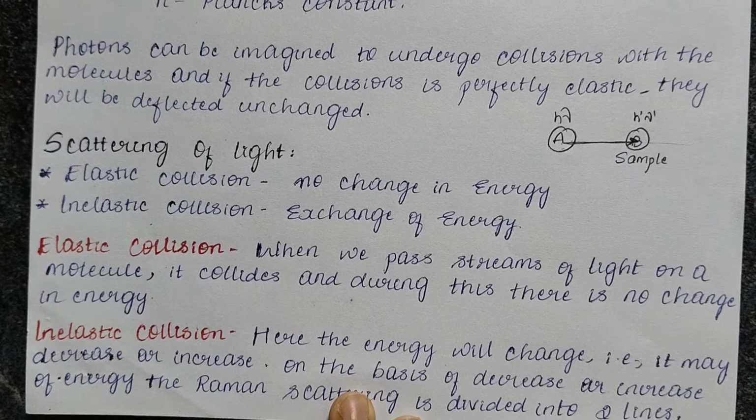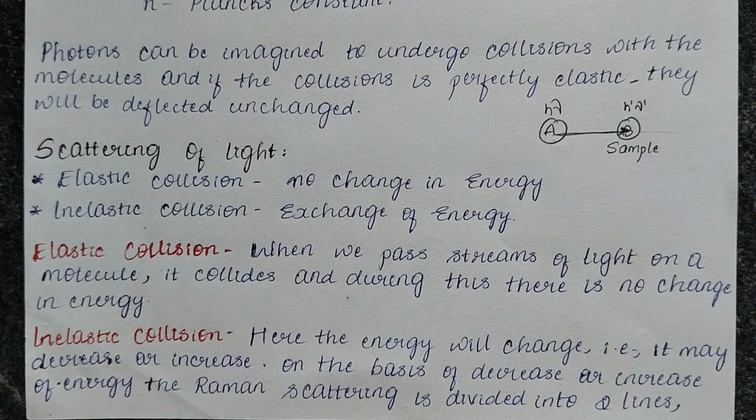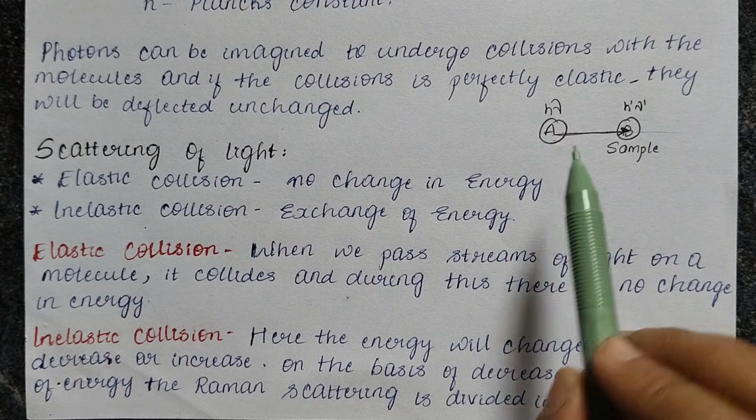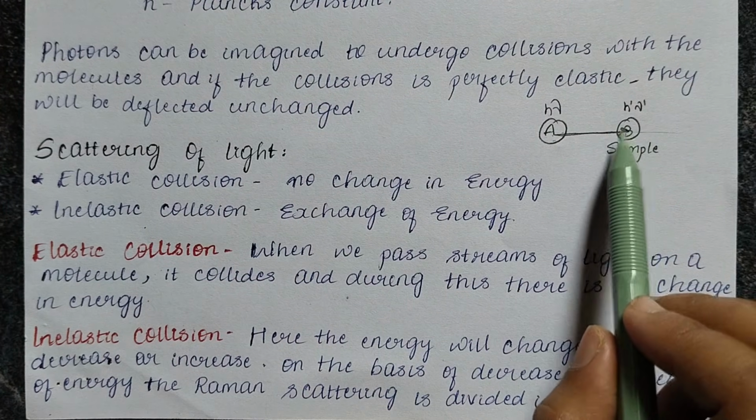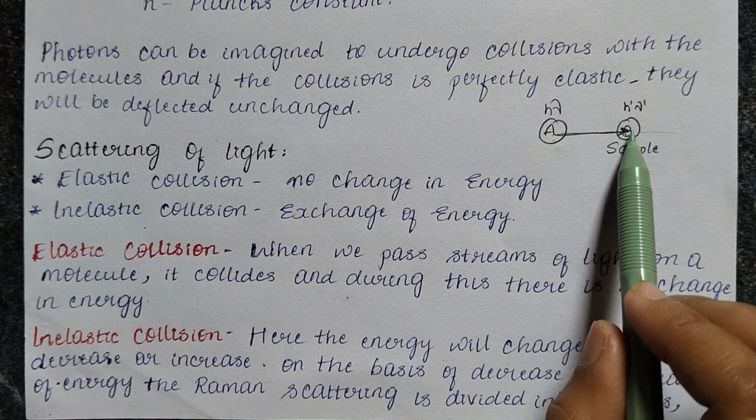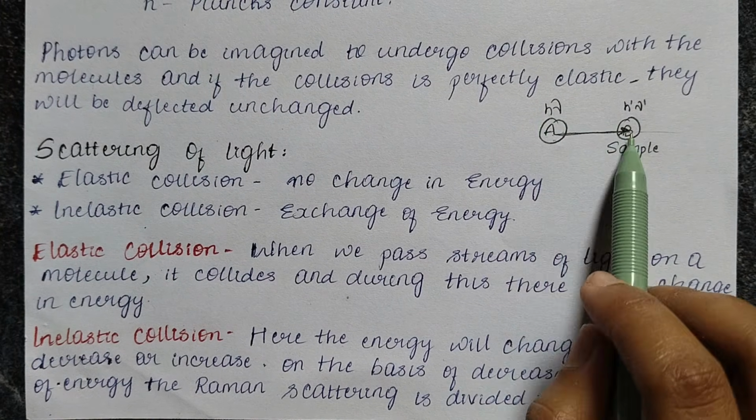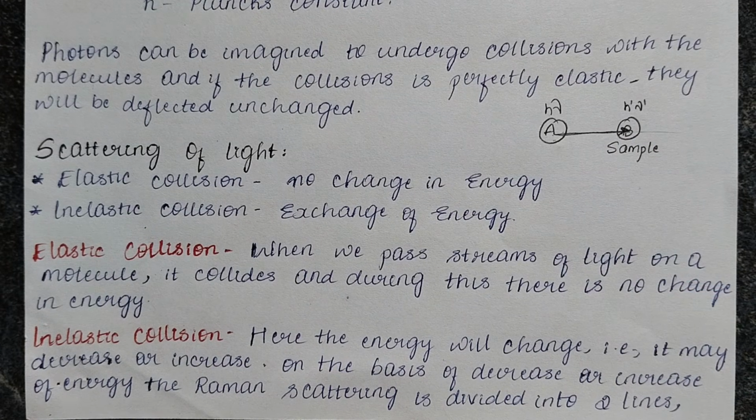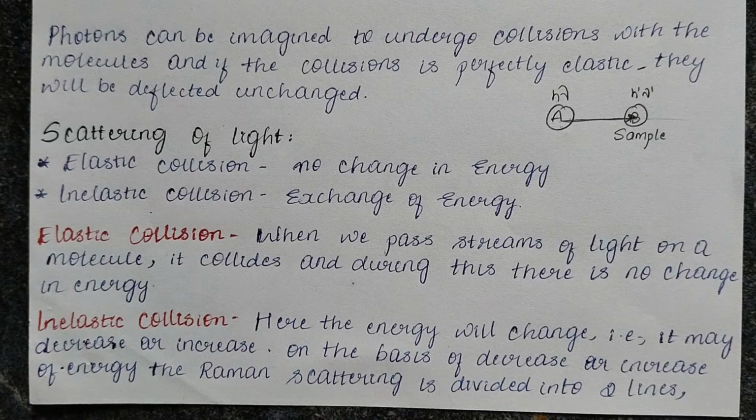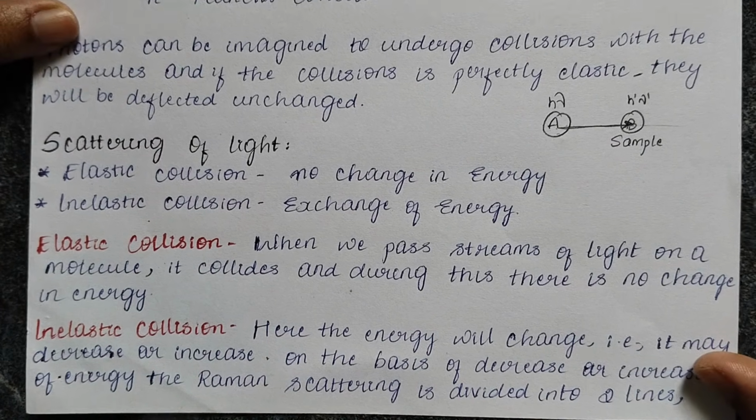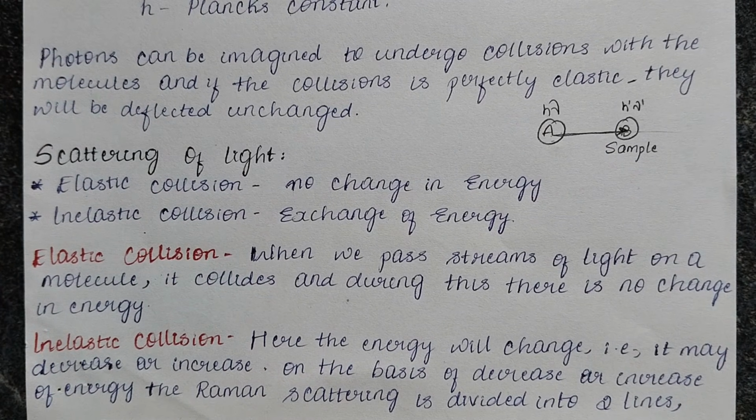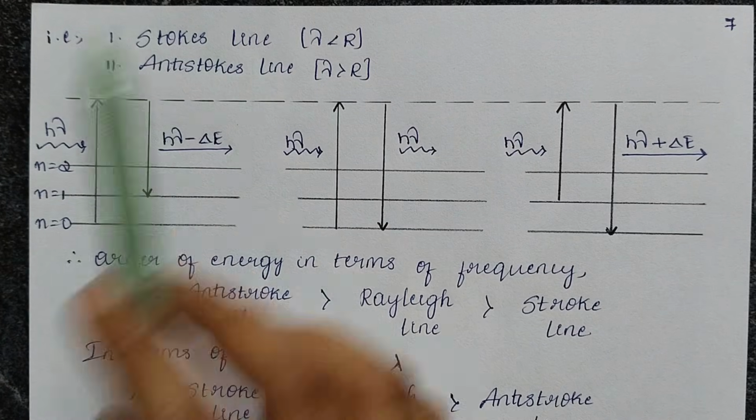But in case of inelastic collision, the energy will be exchanged or changed. When A, that is the photon, hits a sample or a molecule, there will obviously be exchange or sharing of energy. This exchange and sharing of energy takes place only when there is an inelastic collision. Here the energy will change, that is, it may decrease or it may increase. So there are two cases. On the basis of this increase or decrease of energy, the Raman scattering is divided into two types, that is Stokes lines and anti-Stokes lines.